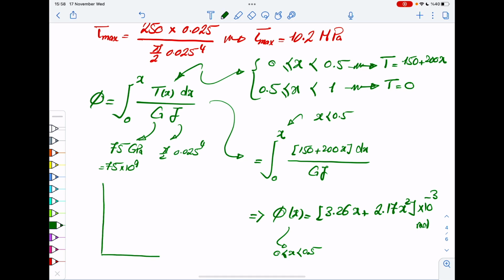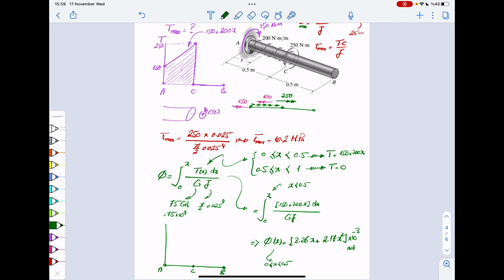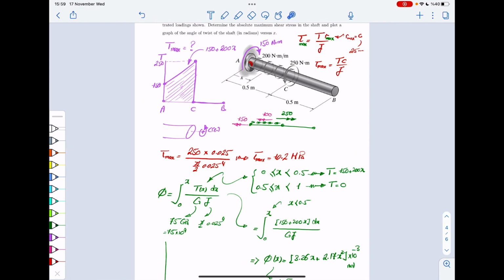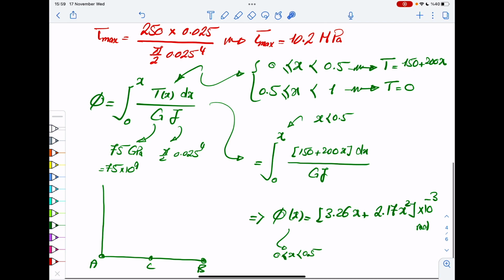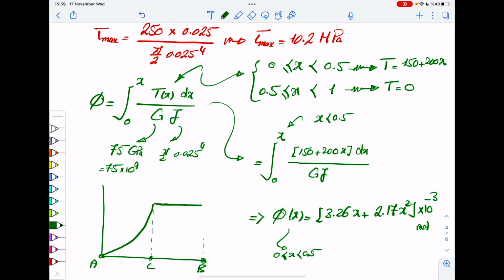Now, if I do that again, this is, let's say, point A, that's point C, and eventually that's point B. At point A, we have the support, so we know angle of twist is 0, it's fixed. And then you have this quadratic equation which keeps increasing up to point C. So you would get something like this. And then between C and B, you would just have a straight line because T is 0, so there is no change of angle of twist. So this would be phi.